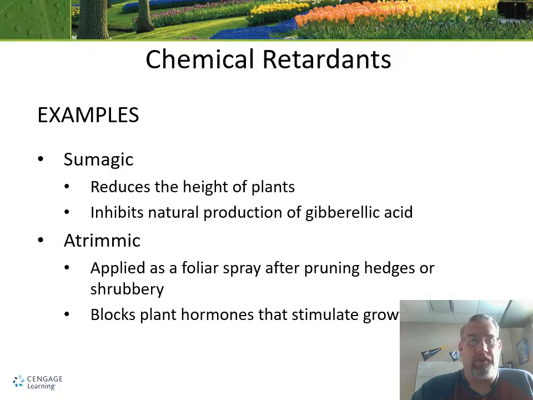Some other retardants here are Stumagic and Atramic. If you notice the first one there, it inhibits the natural production of gibberellic acid, or it reduces the height of a plant. And the second one there is a foliar spray that blocks plant hormones. So there are other plant hormones that are used to grow, and these products will actually block those different amino acids, gibberellic acid, amino acids. It will block those amino acids from stimulating the growth in these plants.